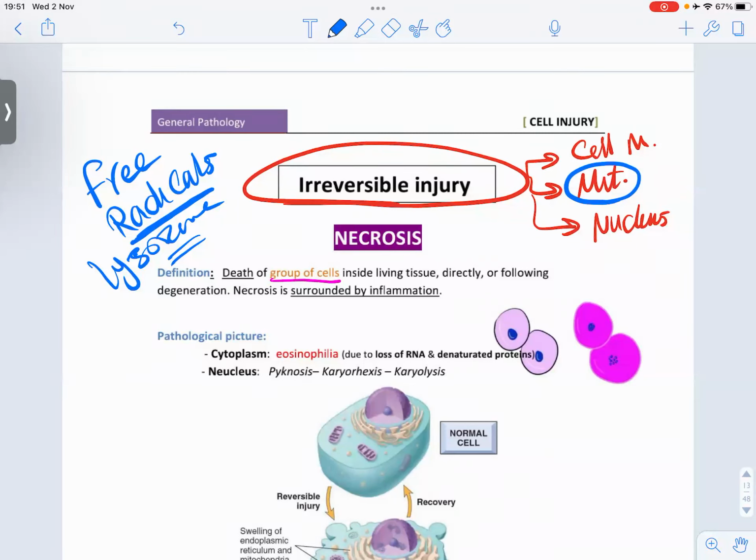But until the body stops this process, the free radicals move from one cell to the next cell, and so on. That's why it's not logical to say that necrosis occurs in just one cell. No, because the free radicals will move to a lot of neighboring cells and cause death of a group of cells.